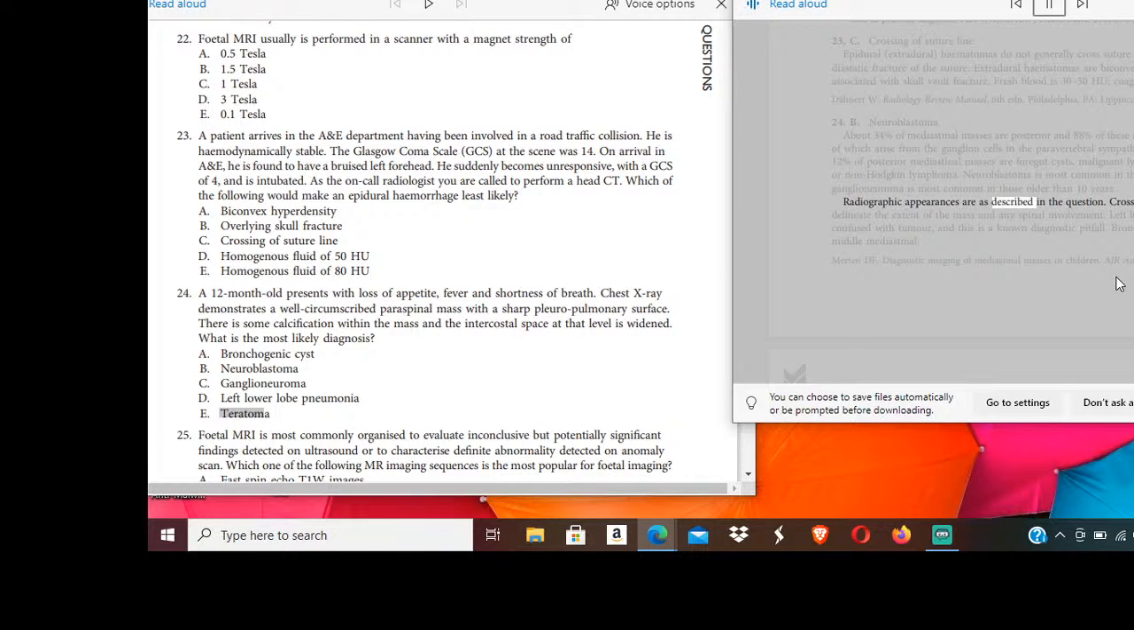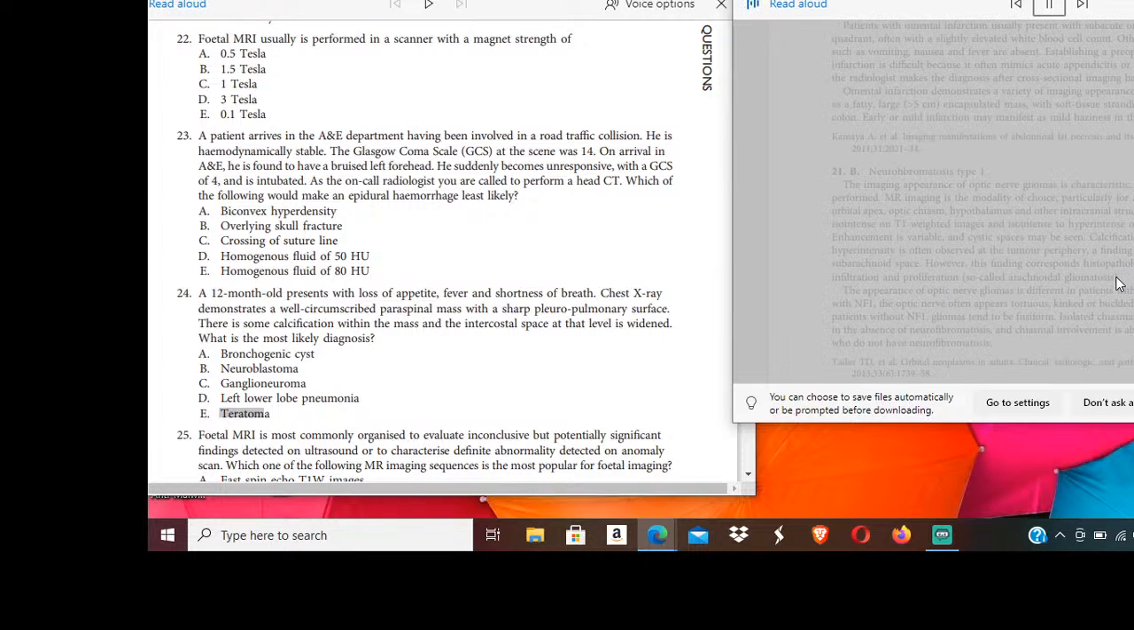Radiographic appearances are as described in the question. Cross-sectional imaging is useful to delineate the extent of the mass and any spinal involvement. Left lower lobe pneumonia can be confused with tumor, and this is a known diagnostic pitfall. Bronchogenic cyst is typically middle mediastinal. Meyer DF. Diagnostic imaging of mediastinal masses in children. AJR Am J Roentgenol. 1992, 158:825-32.